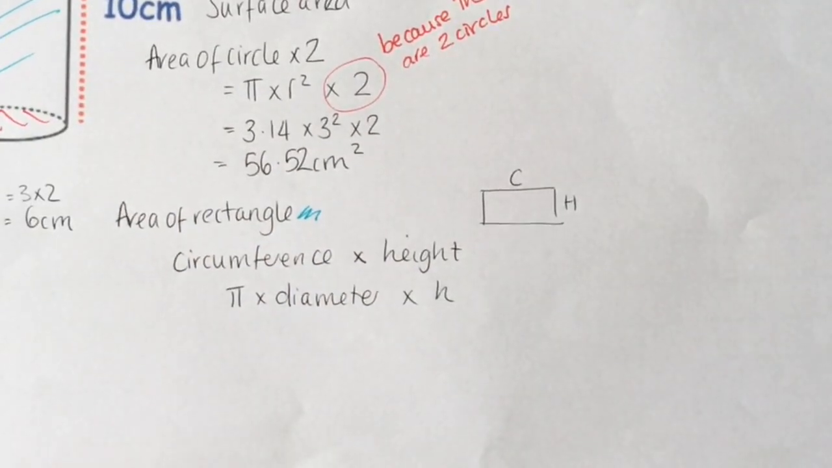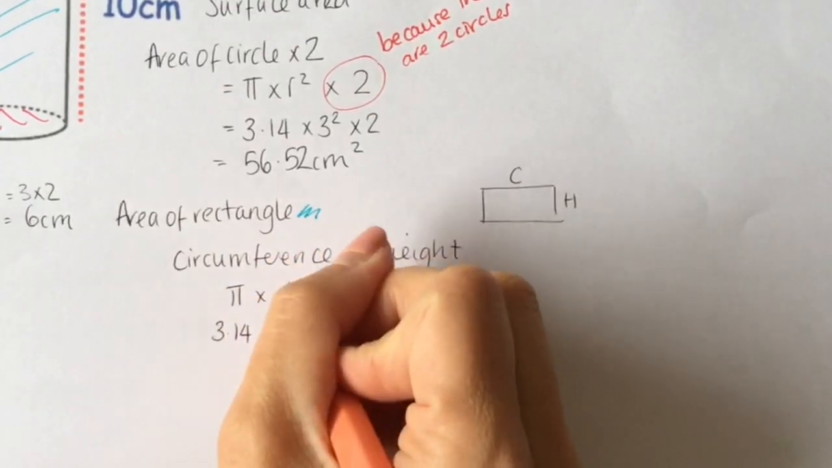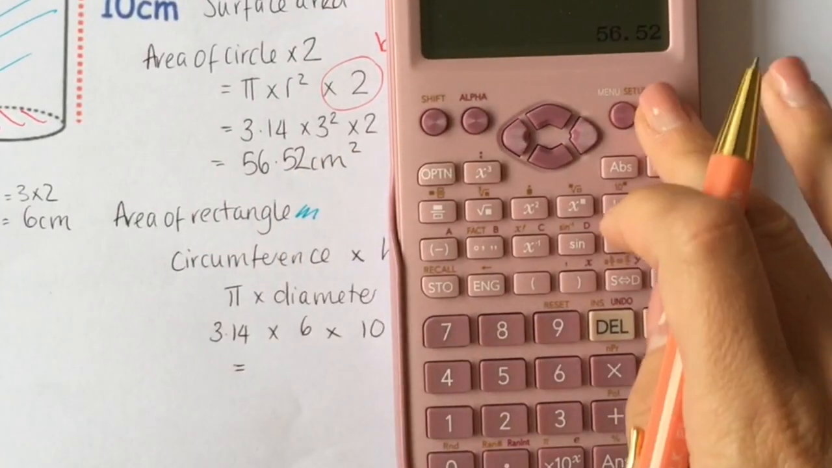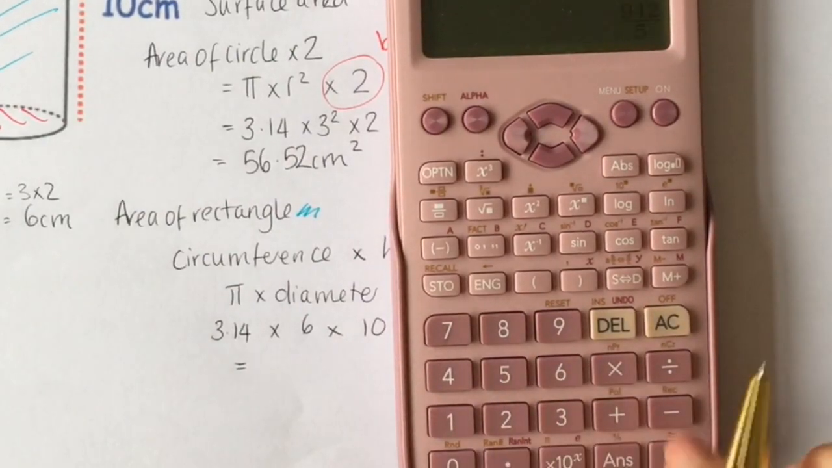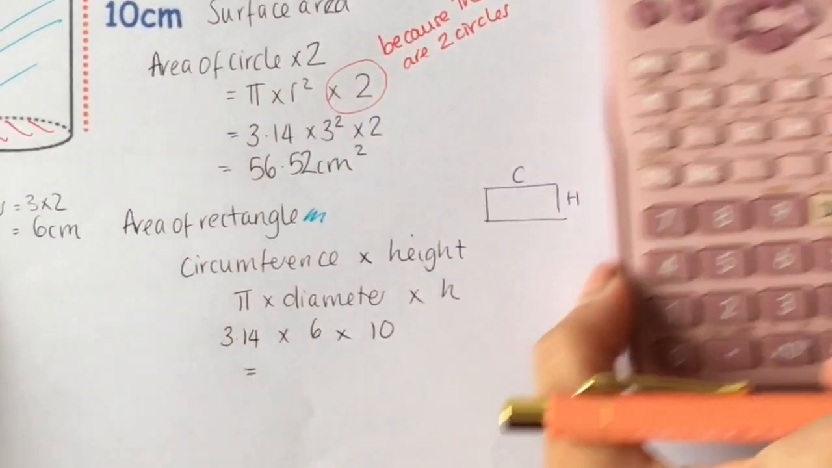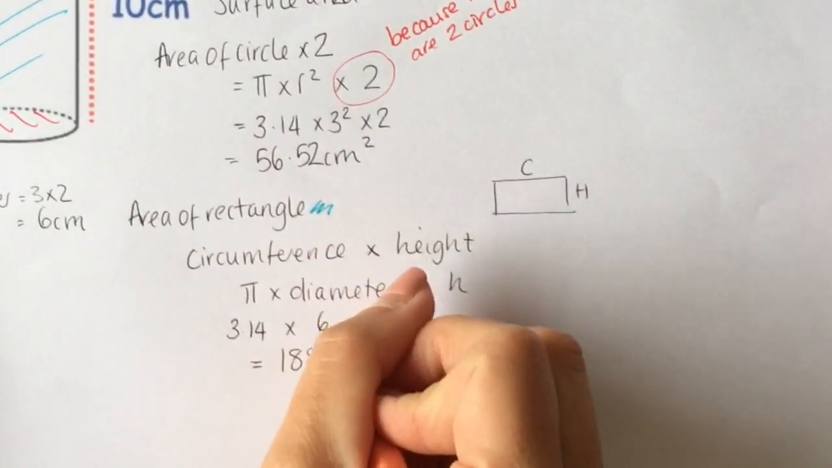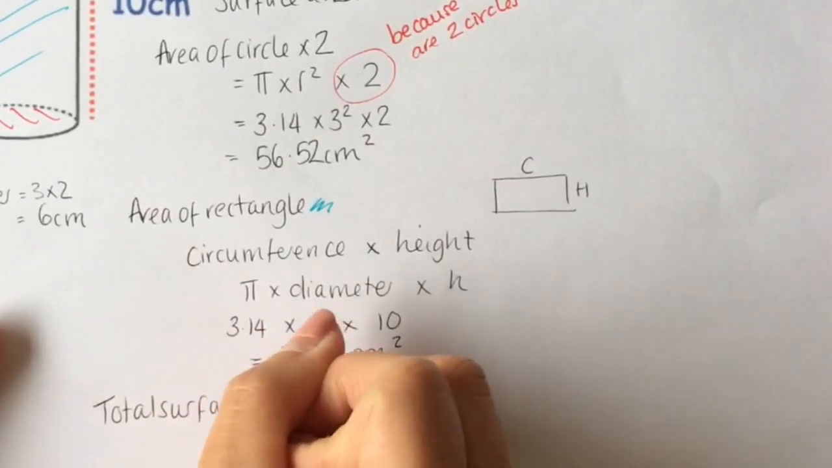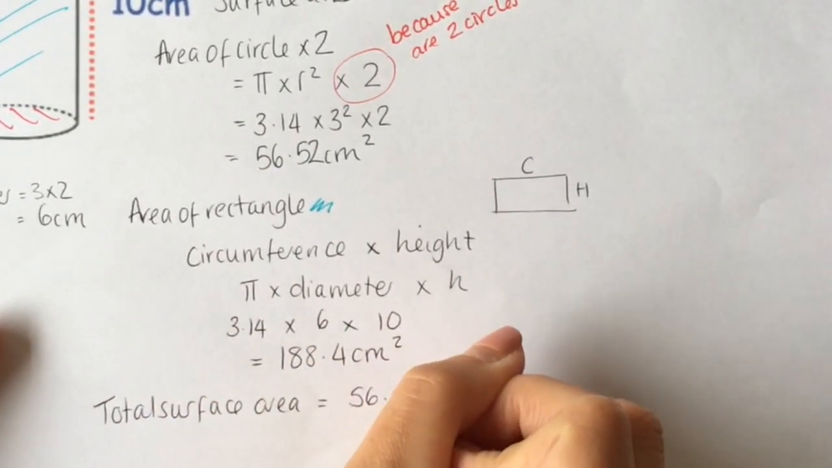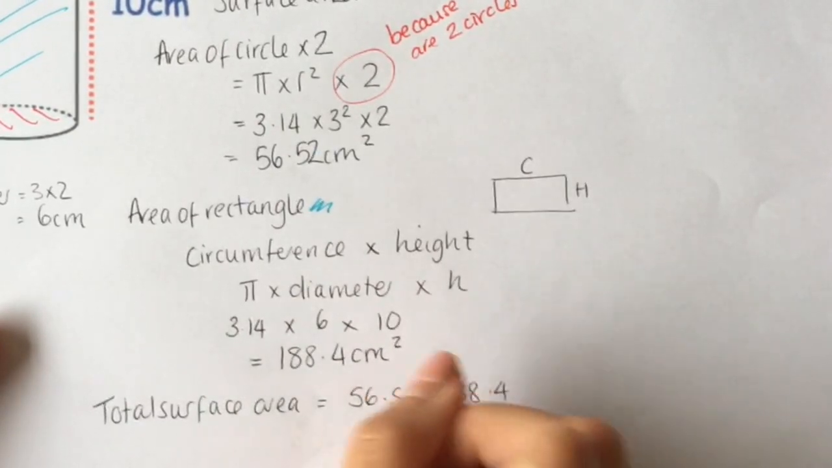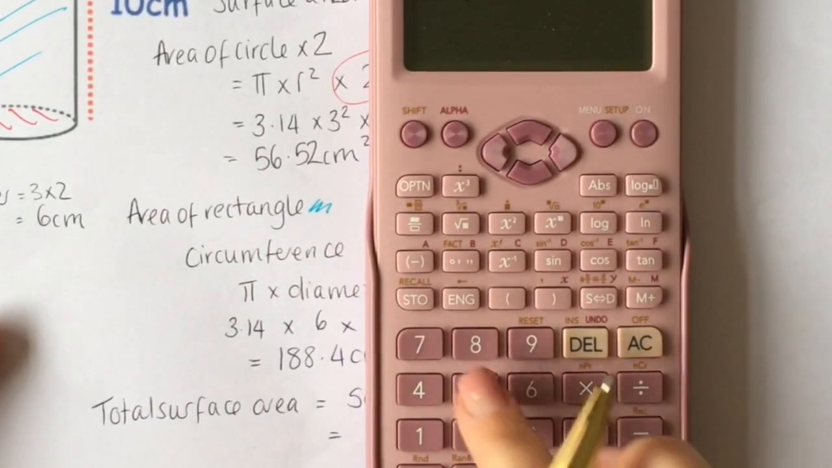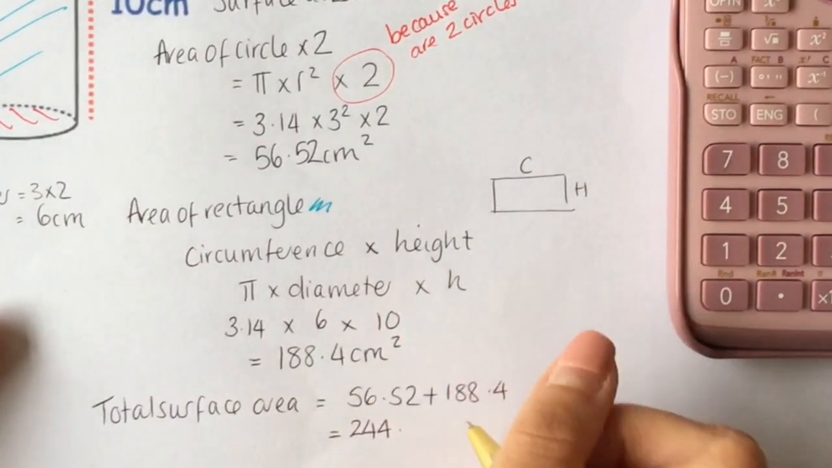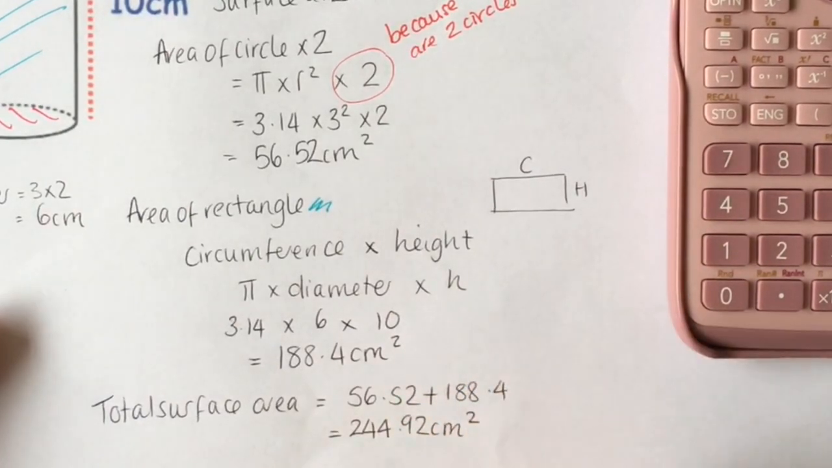So all I need to do now is plug in what I know. So I know 3.14 times 6, and then I'm going to times it by the height, which is 10. So I'll use my calculator again. 3.14 times 6 times 10, and it gives me the answer of 188.4 centimetres squared. So the total surface area of the cylinder is 56.52 plus my 188.4, which gives me a total of 244.92 centimetres squared. You have a go now.